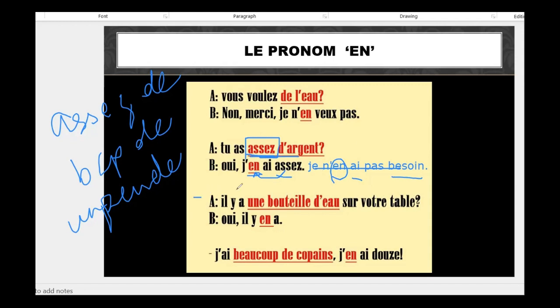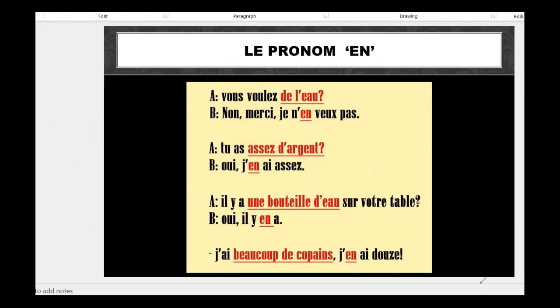Okay. The third, il y a une bouteille d'eau sur votre table. Oui, il y en a. Now this sentence ends here. Il y a une... what does it mean? Is there a water bottle on your table? Here, this also denotes the quantity, which is one water bottle. Une bouteille d'eau.